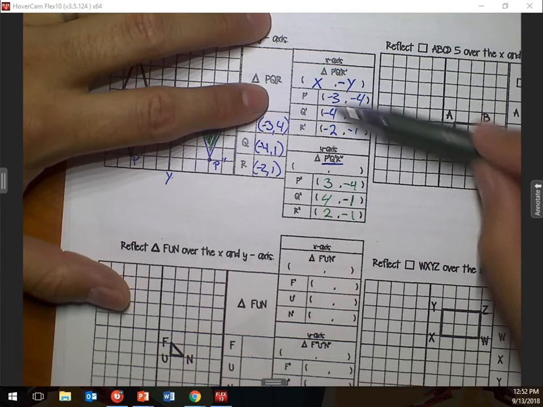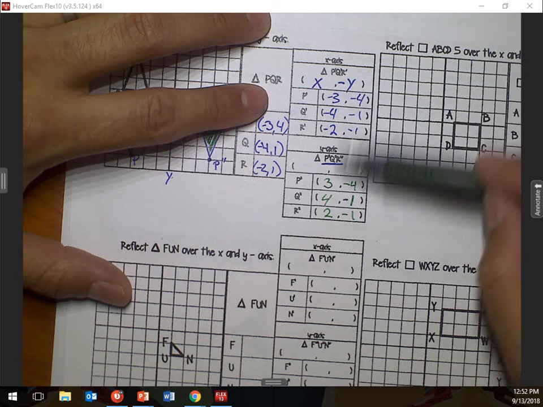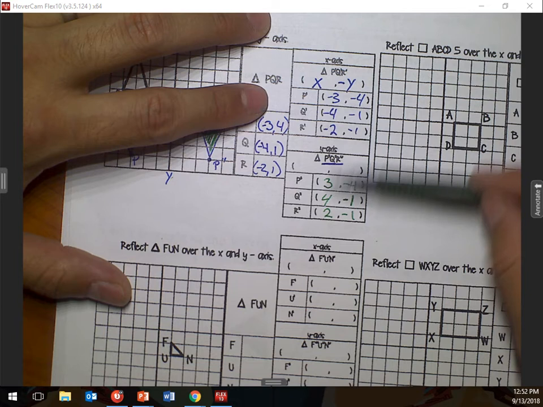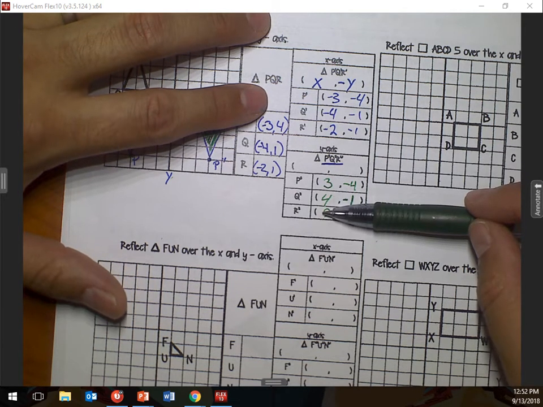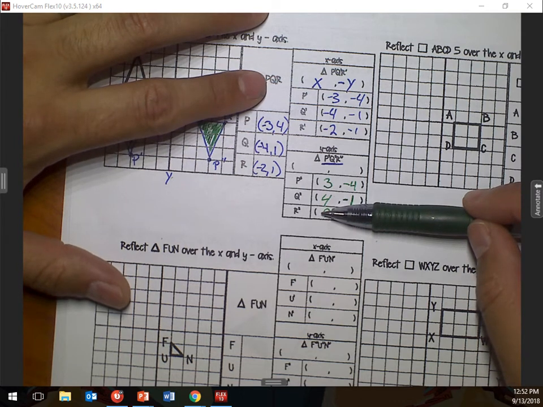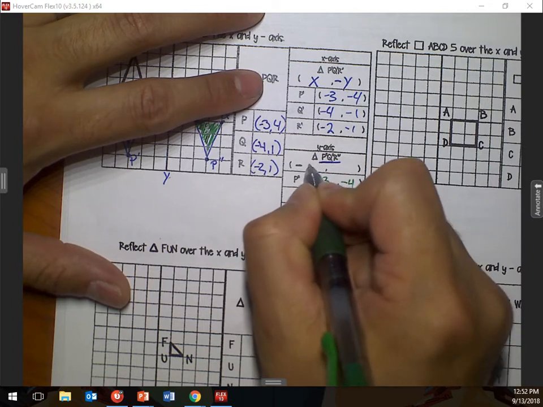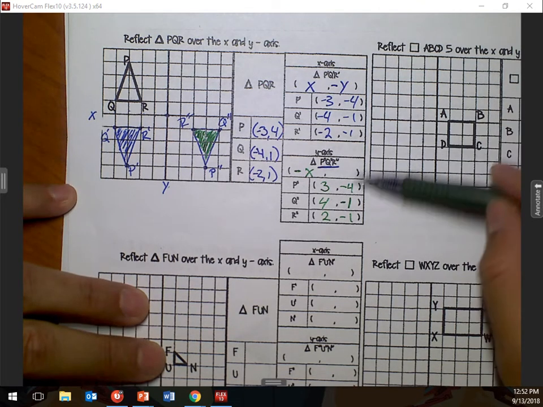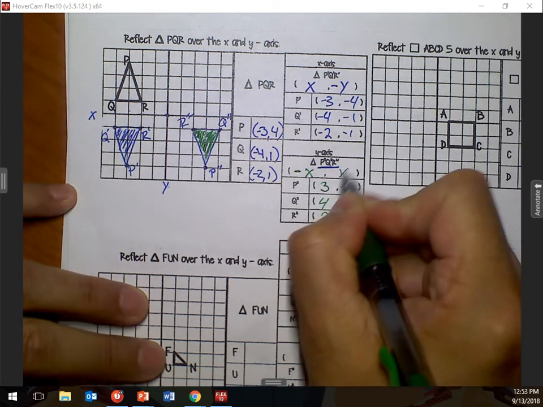Now let's do our comparisons. What happens to my x's? They change to positive. It changed to positive, right? That's the only thing that changed, right? So what does that mean about the signs? The signs are opposite. That's the word I'm looking for. So it's going to be the opposite of my x value. And how about that y value? Is it staying the same? Yeah. It stays the same. So what do I write right here? Just a y.